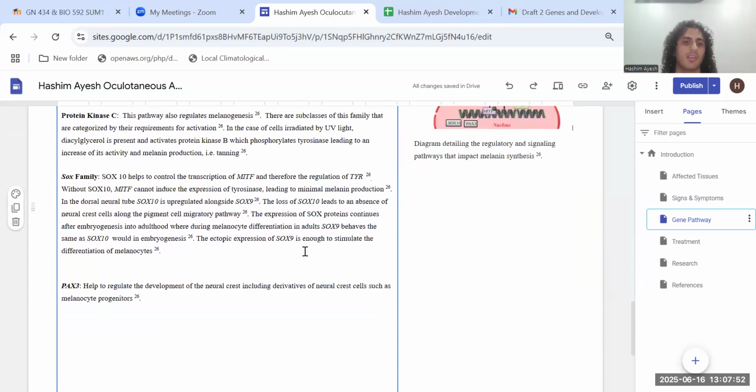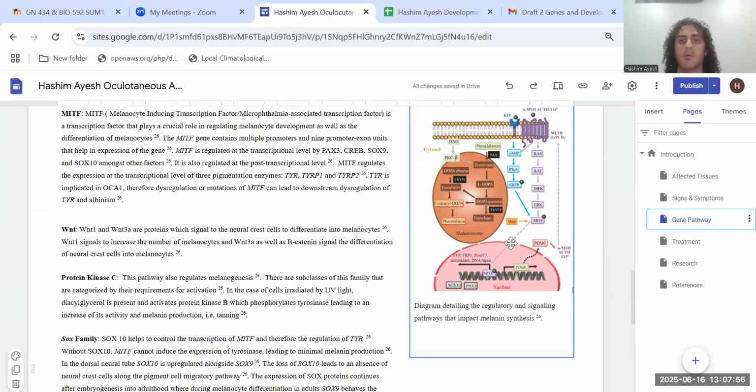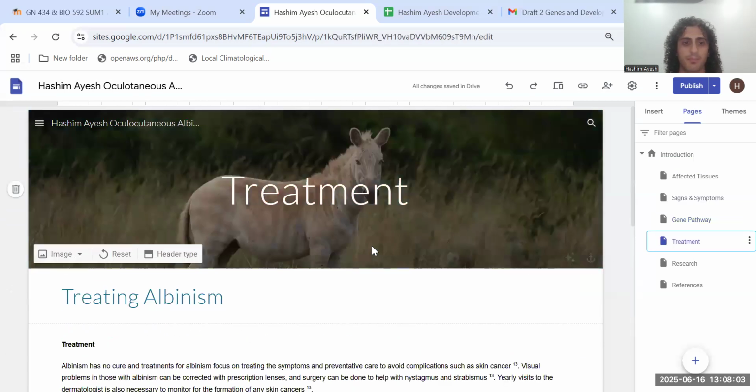And then I got into the signaling pathways. There's a lot there. I found this diagram to be very, very helpful. If someone wanted to skip reading, I think this diagram is somewhat easy to understand and can explain it.